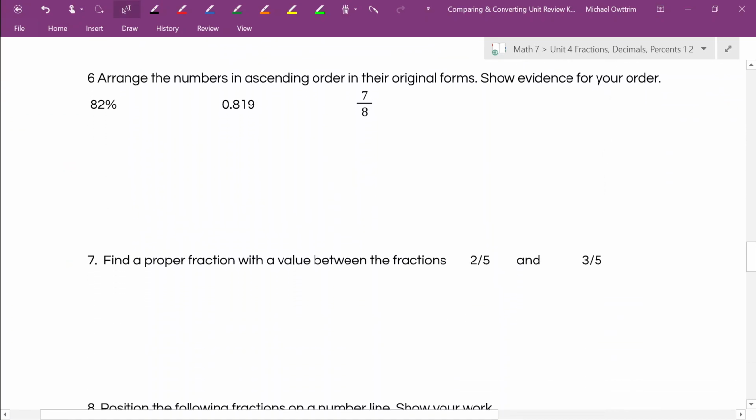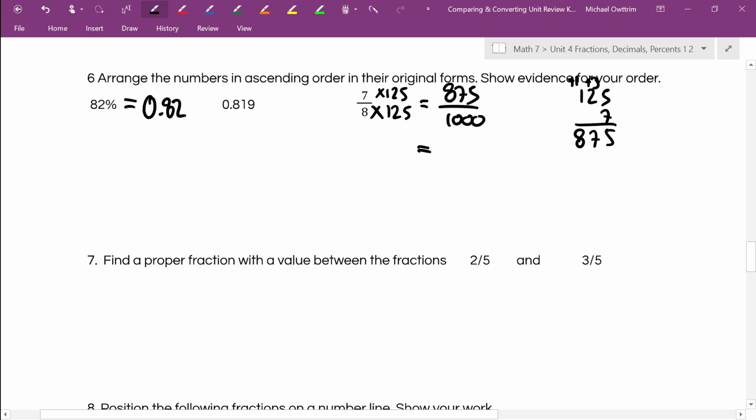Question 6, arrange these ones in ascending order, show evidence. So same question, we've got 0.82 as a decimal here. And then here I'm going to multiply it by 125 to make 1,000 on the bottom. And then 7 times 125 will be my top. So let's go ahead and do that calculation. 7 times 5 is 35, 5 carry 3. 14 plus 3 is 17. No, we're good. So that's 875 out of 1,000, which reaches the thousandths place.